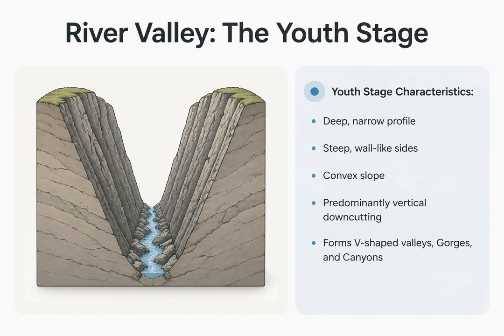As a river carves its valley, the shape of that valley evolves through different stages. In its youth stage, the river is highly energetic. The erosional action here is almost entirely vertical downcutting. Because the river is cutting down so fast, the valley walls don't have time to wear away laterally, resulting in a deep, narrow V-shaped profile with steep, convex slopes. In extreme cases, this intense vertical erosion creates massive gorges or canyons, like the famous Grand Canyon.